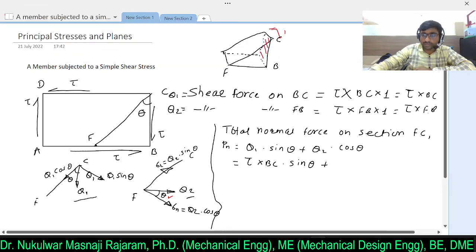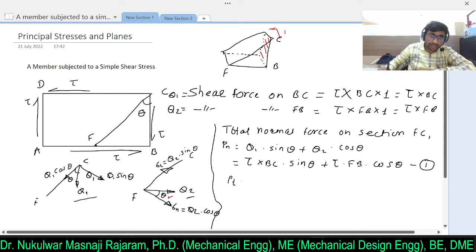So Q2 value is tau into FB into cos of theta. So this is equation number 1. Clear?